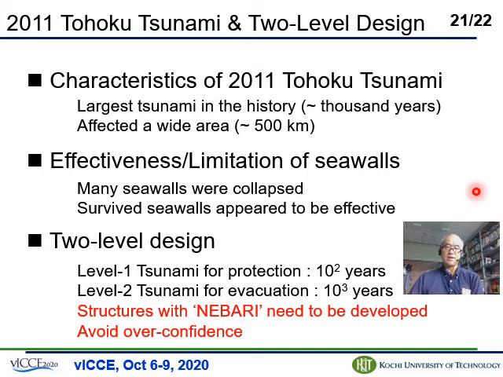This is the summary of my talk. Once again, the level 1 tsunami will be used for protection, with a frequency of once in 100 years. And the level 2 tsunami will be used for evacuation, and the frequency will be once in 1,000 years. Structures with NEBARI must be investigated further, and we also need to pay attention to how to avoid overconfidence in seawalls. That must be investigated further.